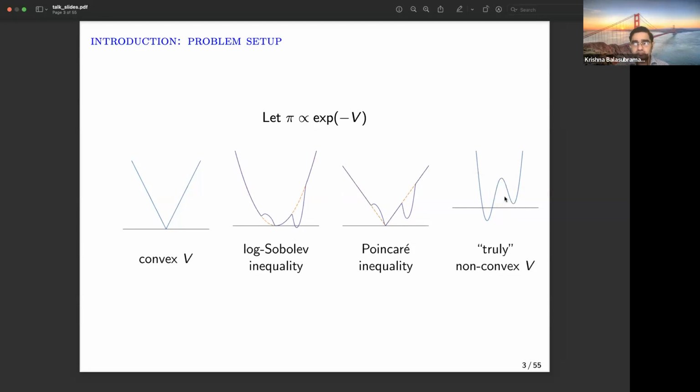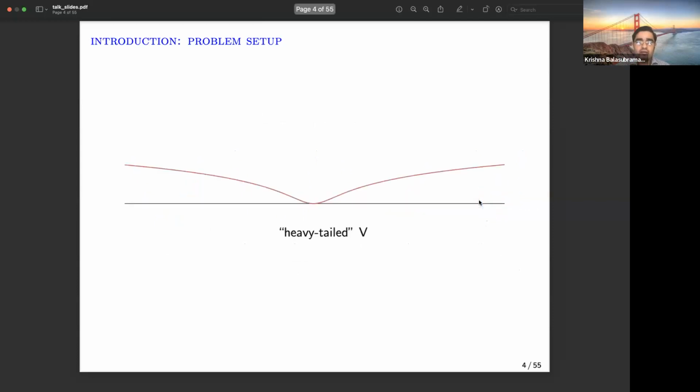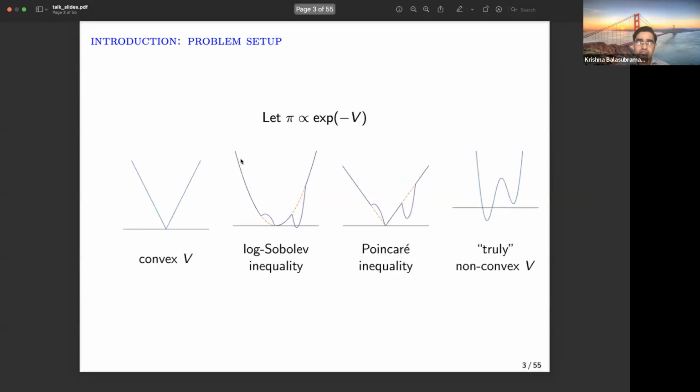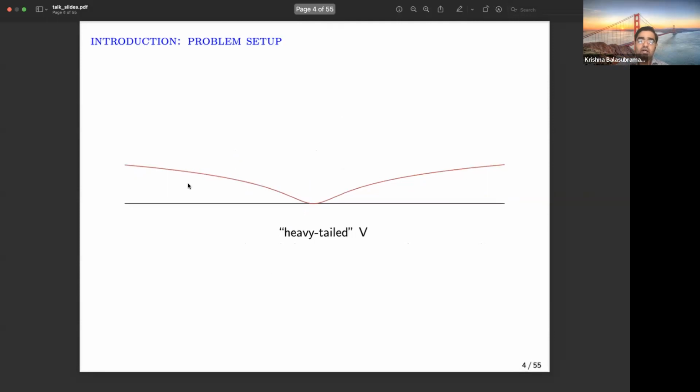So this will be our focus for this talk and for this line of work. I also want to point out that heavy tail densities, which also have wide applications in various fields, are covered and fall under our setup. In particular, if you look at this red line for reference, that's the Gaussian we all are familiar with.